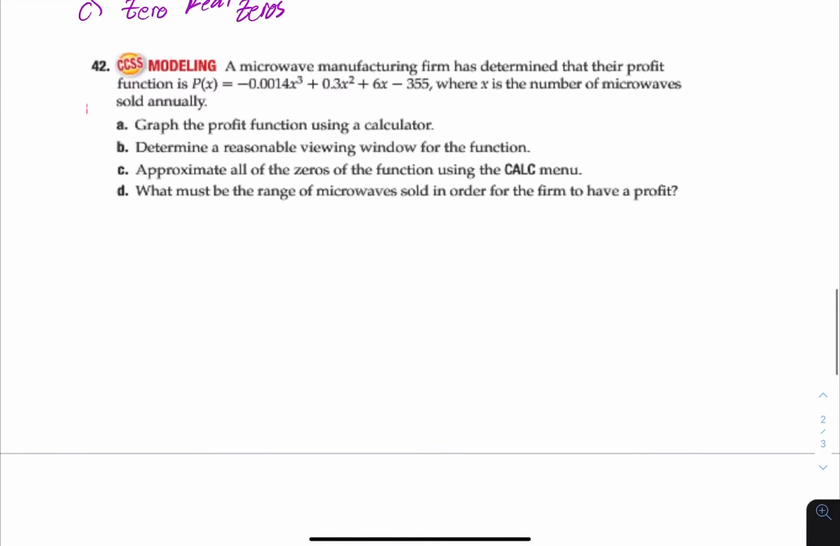Okay, move on to the last question. We really need a calculator for it. A microwave manufacturing firm has determined that their profit function is this, where x is the number of microwaves sold annually. So P is profit, and x is the number of microwaves sold.